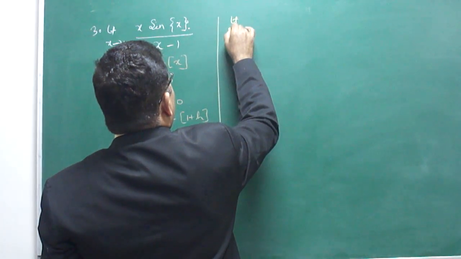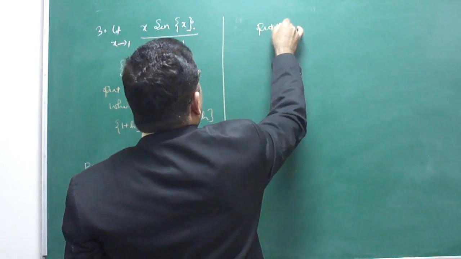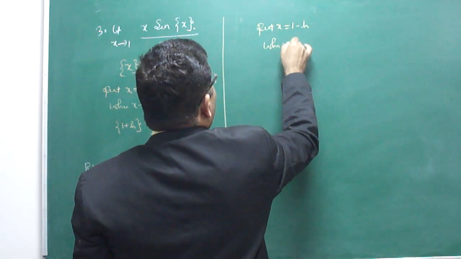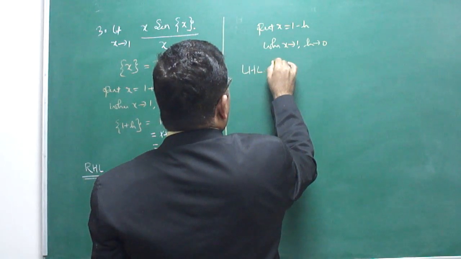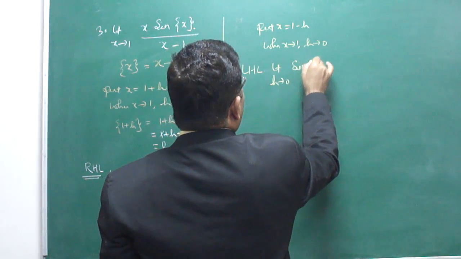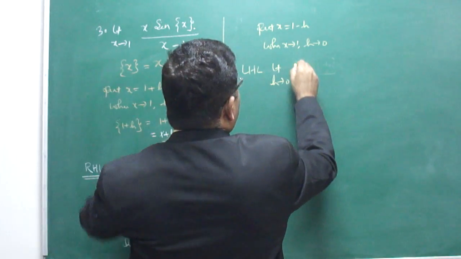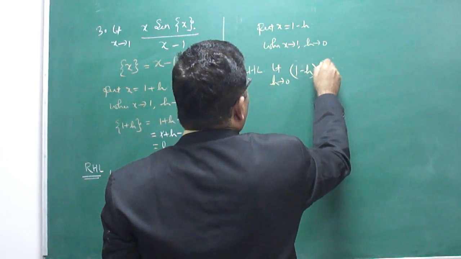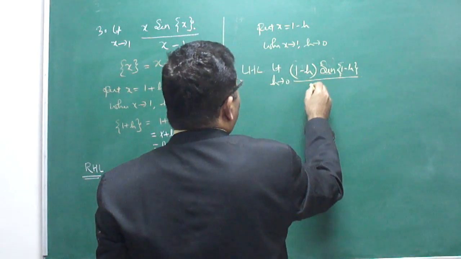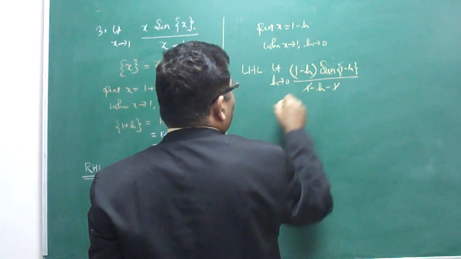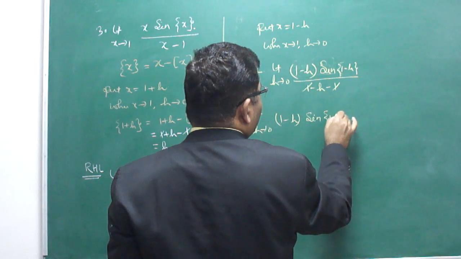Now, think about the LHS. If I take the limit, for the left hand side I put x equal to 1 minus h. When x tends to 1, h tends to 0. So the LHL will come like limit h tends to 0 of sine of the fractional part of 1 minus h, multiplied by 1 minus h because of x, divided by 1 minus h minus 1. The 1 cancels.